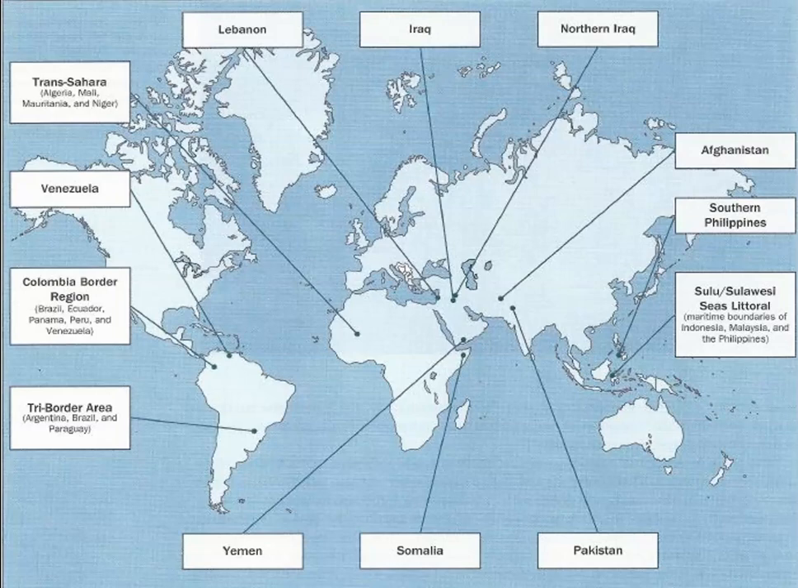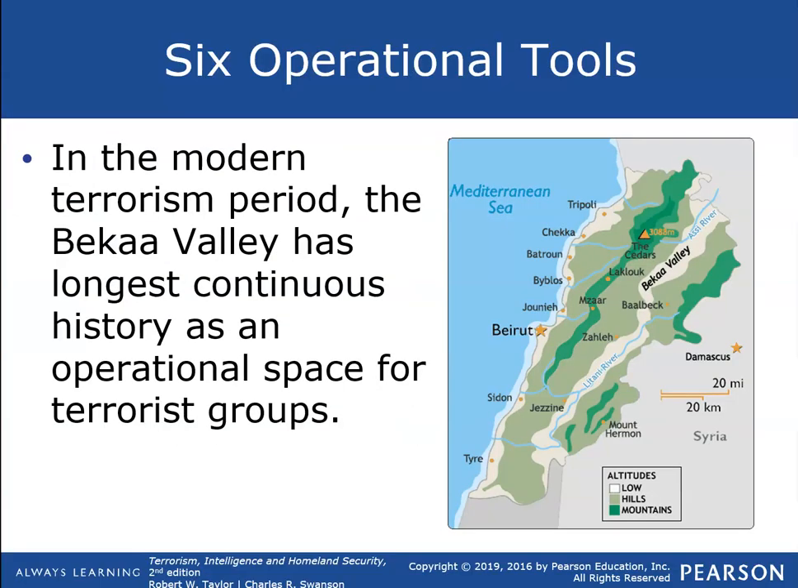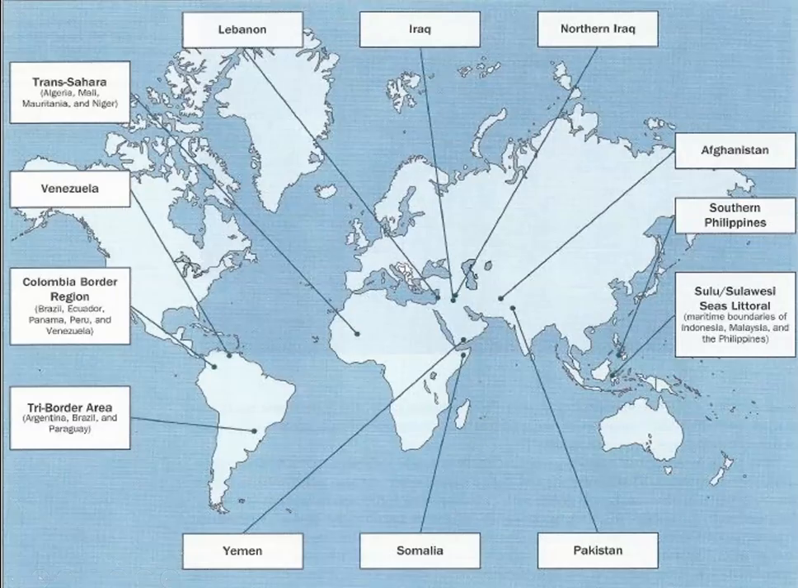And I'll give you a little different map. I had one here when we talk about where terrorist groups might operate. In the modern terrorism period, the Bekaa Valley has the longest continuous history as an operational space for terrorist groups. You can look right here because it's right off of a couple of rivers. So you've got the wooded areas here, you have the mountains, and then you have some hills, and then you've got the river, and you're still pretty close. So you can see this is actually a pretty good place. And then just to give you some other examples here.